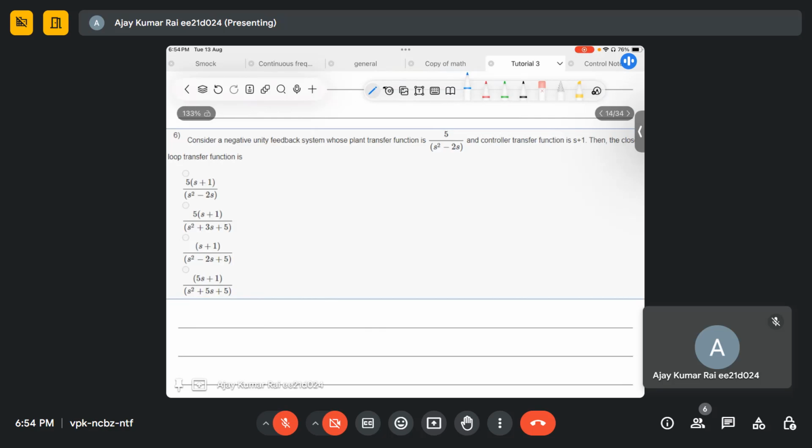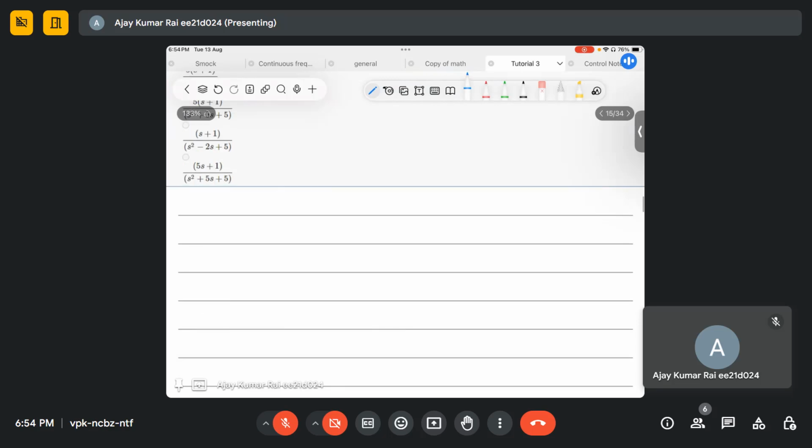Consider a negative unity feedback system whose plant transfer function is given, and controller transfer function is s plus 1. Then the closed loop transfer function is, as you've seen, equal to G(s) by 1 plus G(s) into H(s).